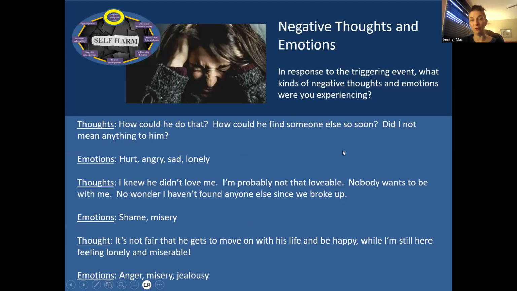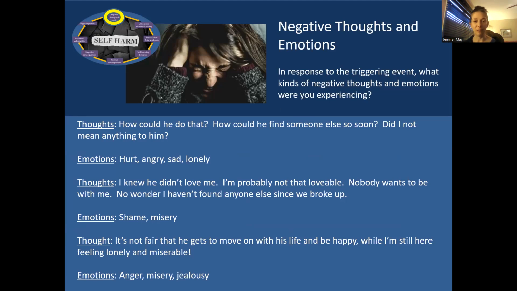So negative thoughts and emotions: instead of going step by step and where they fit all the way through, I might just go back and identify all the negative thoughts and emotions I was having that day around that issue. These are some of the ones I put together based on the chain from the behavior chain video, rather, sorry. So thoughts: how could he do that? How could he find someone else so soon? Did I not mean anything to him? So related to that, I'm feeling hurt, angry, sad, and lonely.